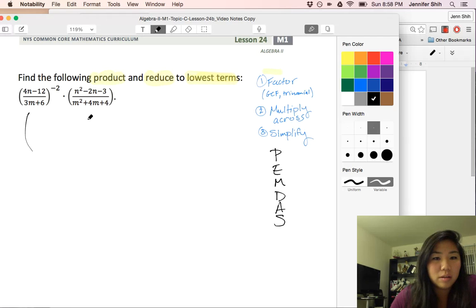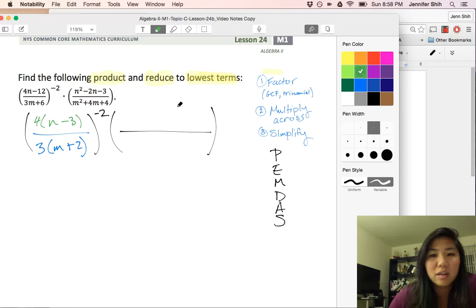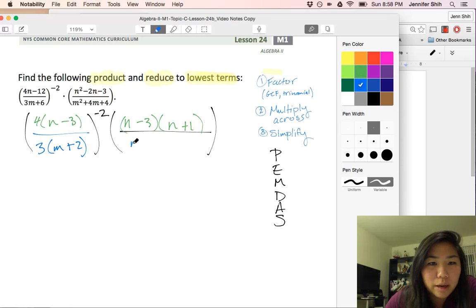So inside these parentheses, I'm going to factor out a 4 and get n minus 3. I'm going to get 3, and I'm factoring out a 3, and I have m plus 2. Be careful, these are different variables. And then I'm going to factor out the insides of this term. And using my good mental math, I'm going to do n minus 3 and n plus 1. And then in the denominator, I'm going to get m plus 2 and m plus 2.